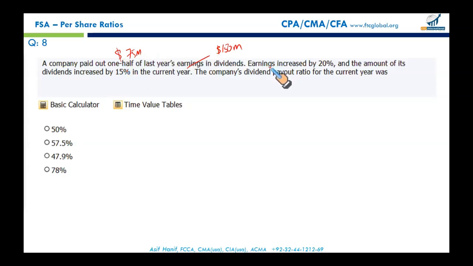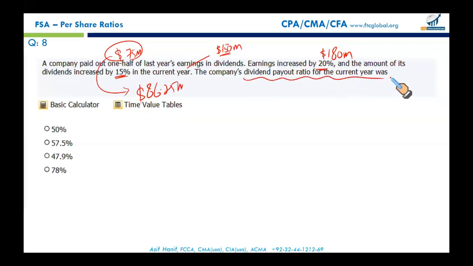It says your earnings increased by 20%. If earnings increase by 20%, that means 150 will go up by 20%. After increasing 150 by 20%, what I get is 180 million. And the amount of its dividends increased by 15%. If this is what we paid as dividend last year, it has to go up by 15% this year, 75 million increased by 15% gives you 86.25 million. Now things are much more understandable. There are numbers. We can use these to find what the unknown is, the company's dividend payout ratio for the current year.